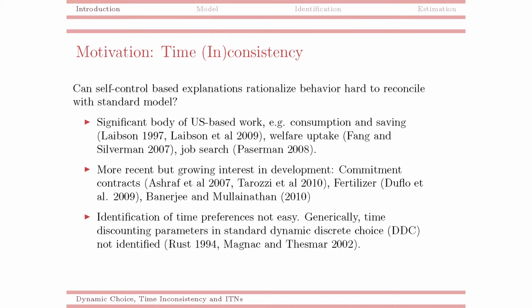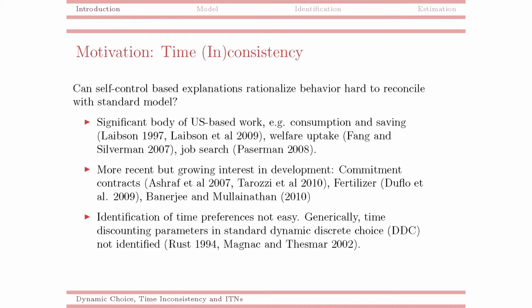There was one literature based mostly on large representative US data sets that was a little bit structural in nature. And then there's another literature that has become more popular recently in development that's also trying to get at the same idea. But the idea here is to offer certain kinds of interventions or contracts whose ex post take-up is then seen as evidence of one or the other kind of self-control problem.